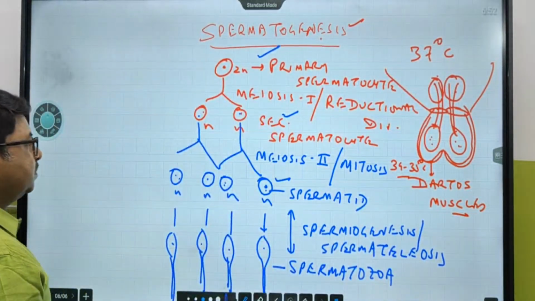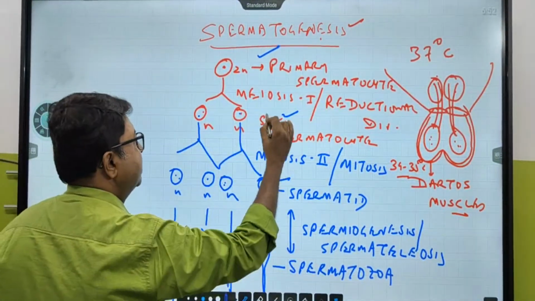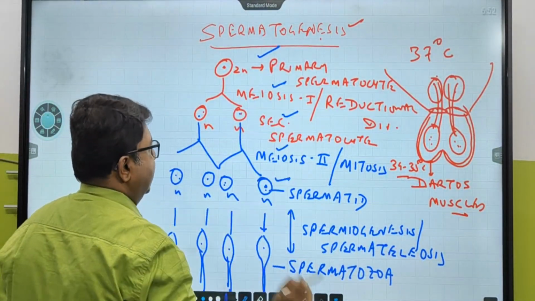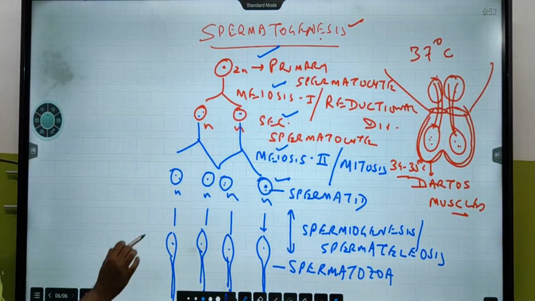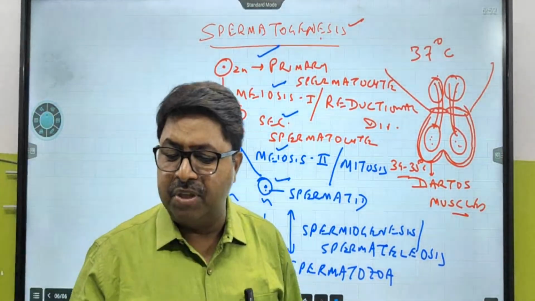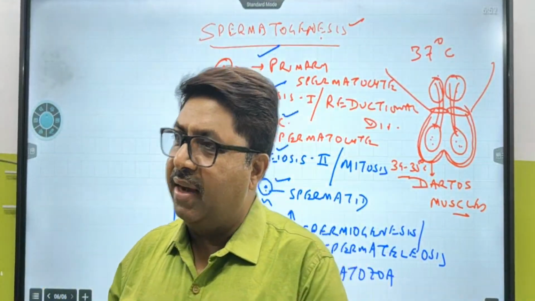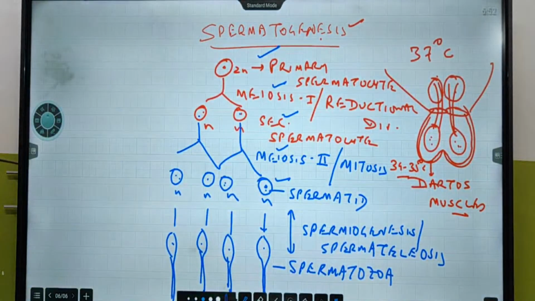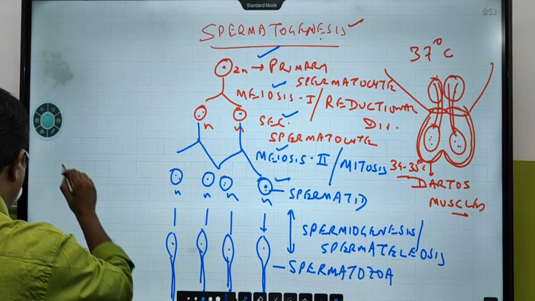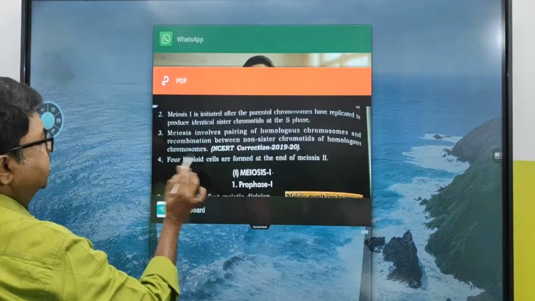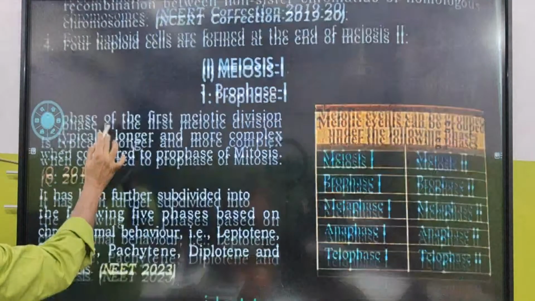Now, this whole process takes place with the help of 2 main steps, meiosis I and meiosis II, and that is sequential. What is the meaning of sequential? One after another. So meiosis I is going to take place first, followed by meiosis II. Clear? This is very, very important. Now, let's get back to meiosis I.